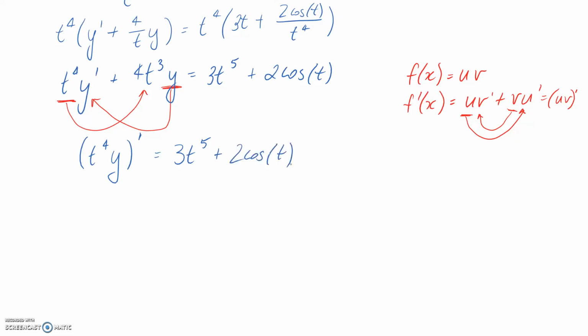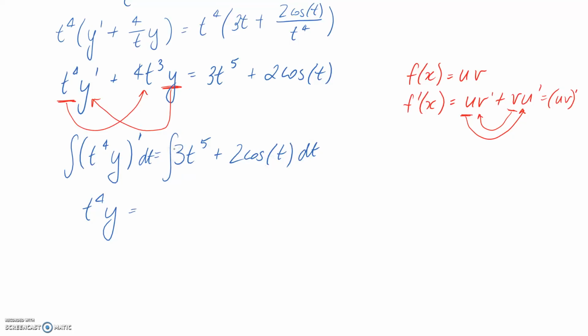Alright, so the reason that we've done that is because now it should be quite easy for us to integrate both sides of the equation. So we're integrating and everything's in terms of t, so it's going to be with respect to t on both sides. And what we should see here is we've got the derivative of an integral, alright? So what happens is those two operations cancel each other out, and we just end up with t to the 4 times y, whatever was in the bracket, right?